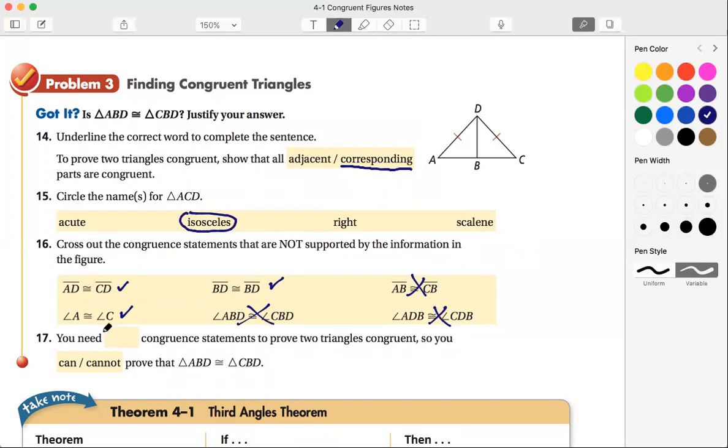So you need 6 congruent statements to prove two triangles are congruent. So I cannot prove that triangle ABD is congruent to triangle CBD. Now what's cool is we're going to actually start adding some theorems here in a minute that might tell us we don't actually need to be told all this information, because we can actually calculate or find some missing pieces of information that will allow us to prove triangles are congruent.